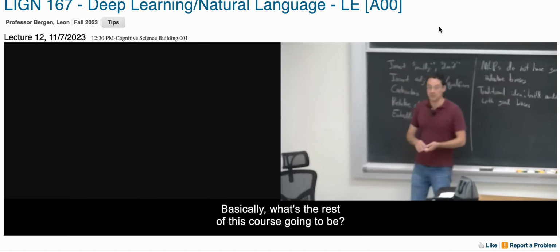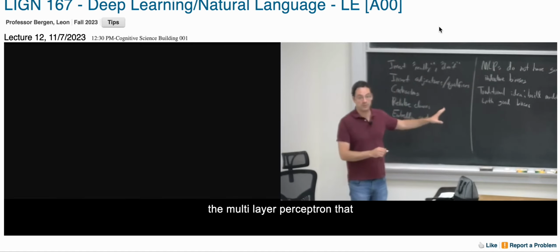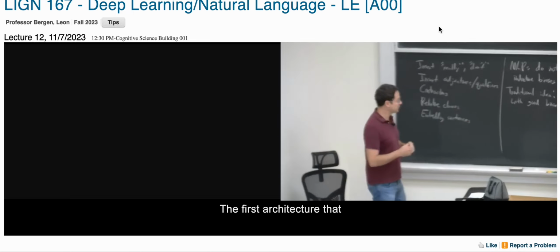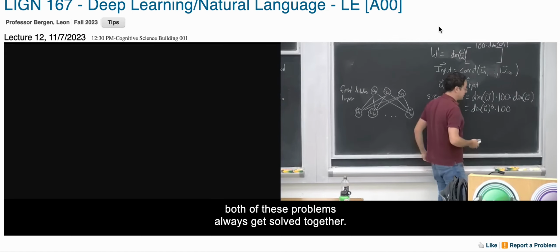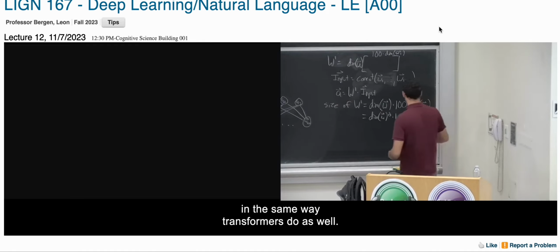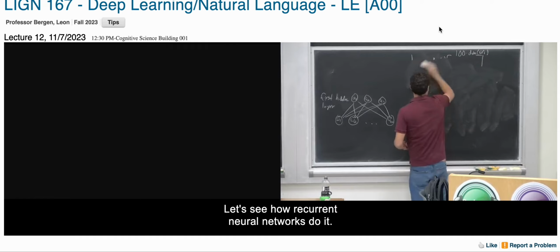But basically, what's the rest of this course going to be? It's going to be various architectures that go beyond the multilayer perceptron and that actually solve both of these problems together. And there are different approaches to this. So the first architecture that we're going to be talking about is the recurrent neural network. It is interesting that basically both of these problems always get solved together. The recurrent neural network solves both the problems at the same time and in the same way. Transformers do as well. Let's see how recurrent neural networks do it.